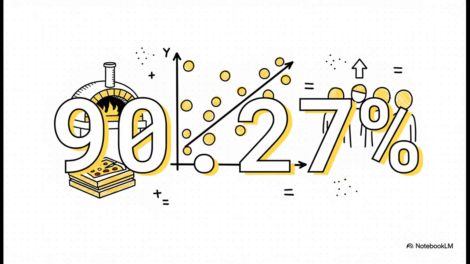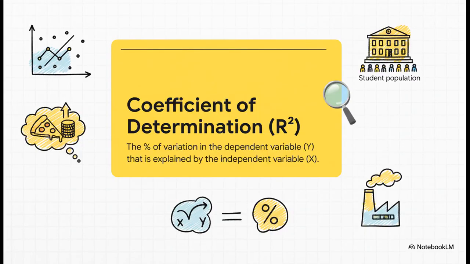Here it is. Here's the grade, 90.27%. Okay, that definitely looks like a high score, but what in the world does it actually mean? This number is called R squared, and you can pretty much think of it as the model's report card.